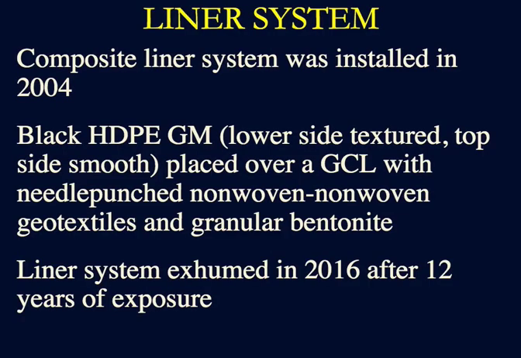The composite liner system at the site was installed in 2004 and consisted of a geomembrane placed over GCL. The geomembrane was a black HDPE, high-density polyethylene geomembrane that had one side textured and the other side smooth. The textured side was placed facing down towards the ground, immediately above the underlying GCL, and the top smooth surface was exposed to the atmosphere.